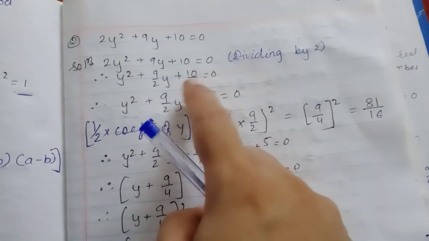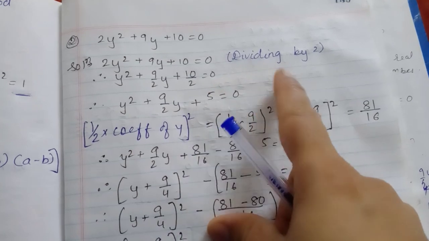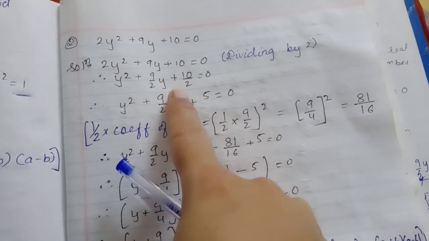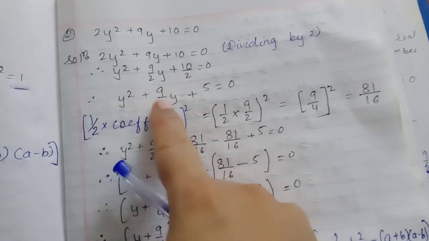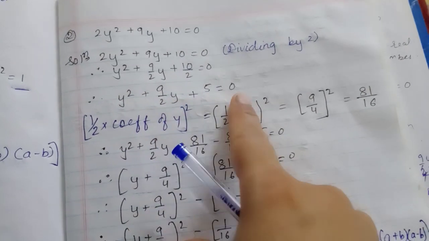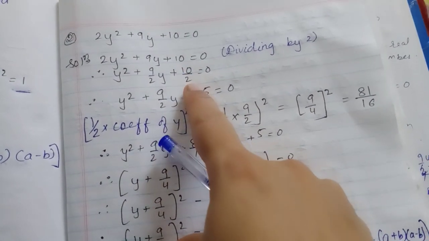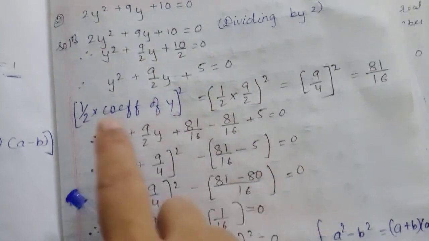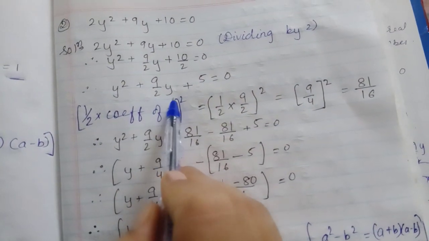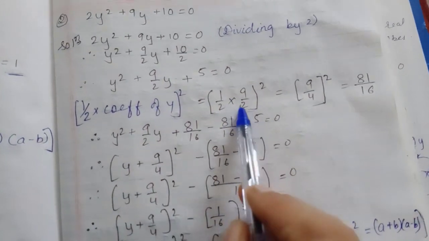As we know, whenever we are dividing or multiplying or adding, subtracting, we have to do it on both sides. So after dividing by 2, we will get the equation as y square plus 9 upon 2y plus 5 equal to 0, because 10 will be divided by 2, and you will get 5. Now as I have said, we have to focus on the coefficient of y, that is 9 upon 2. We'll put the value here.